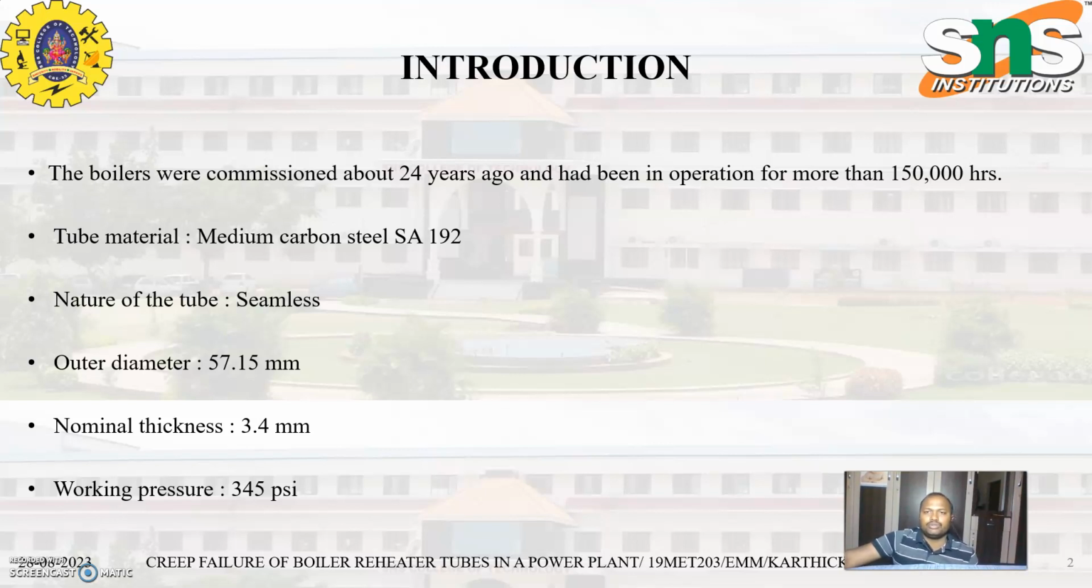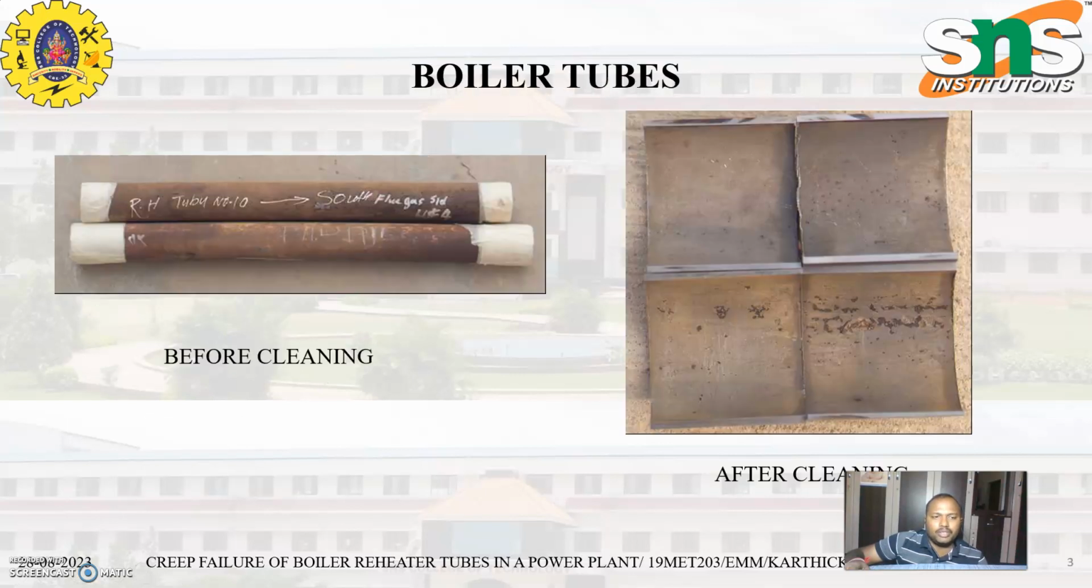Before that, we have to see the introduction about when the boiler was commissioned. The boiler was commissioned 24 years ago and it has been operating for more than 150,000 hours. So this tube material is made up of medium carbon SA192 steel. The nature of the steel is seamless. The outer diameter is 57.14 and the nominal thickness is 3.4 millimeter, and the working pressure is 345 psi.